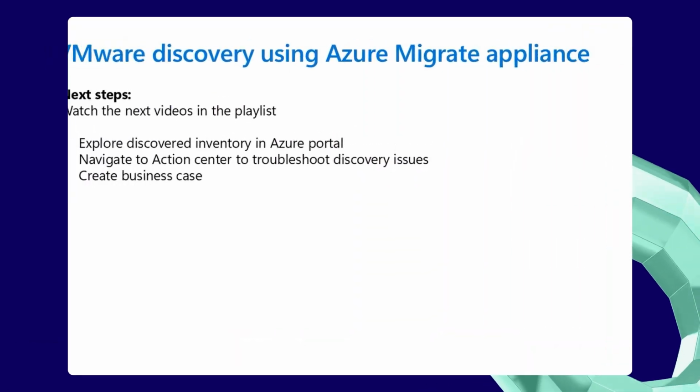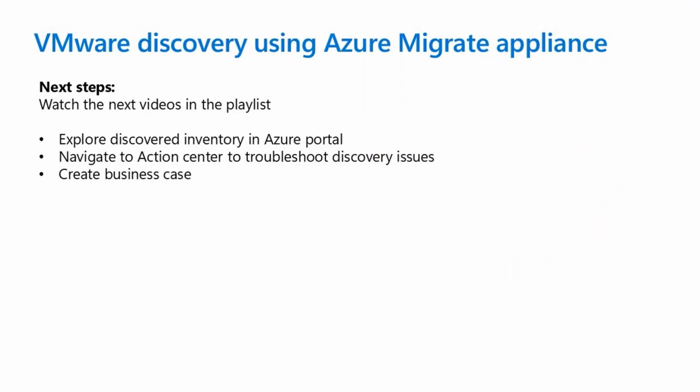To perform agentless migration, the same VMware appliance can be used. Watch the next video in the series to explore the discovered inventory, troubleshooting issues from Action Center, and to create a business case.